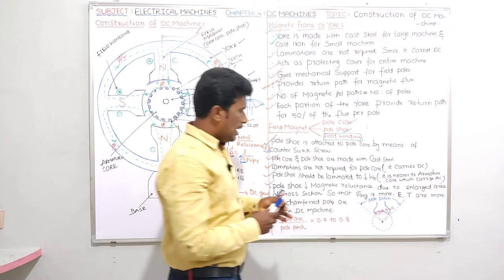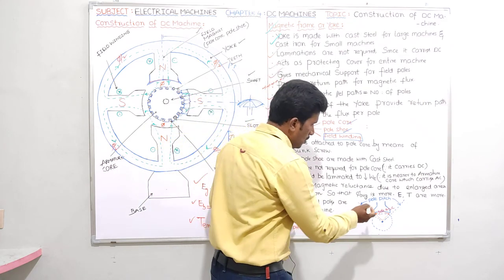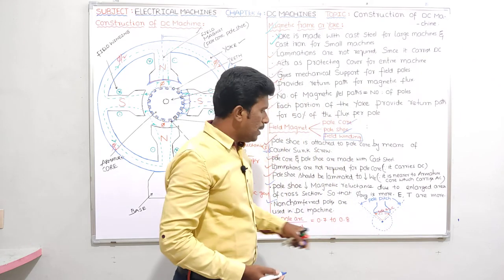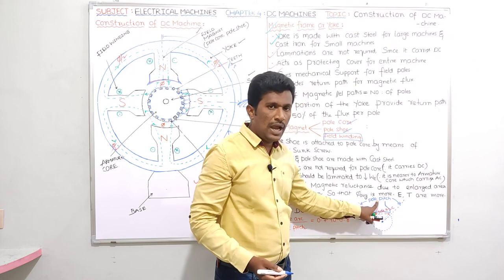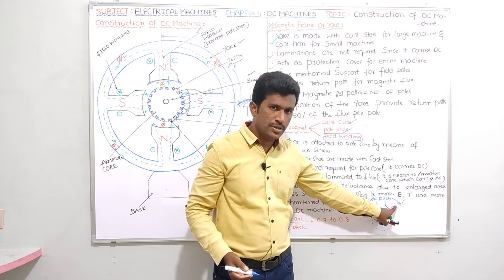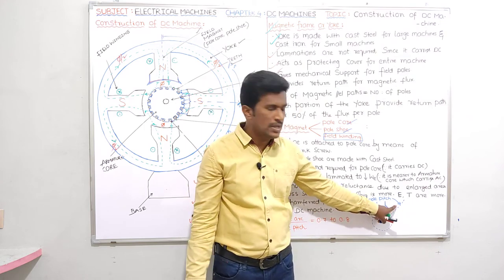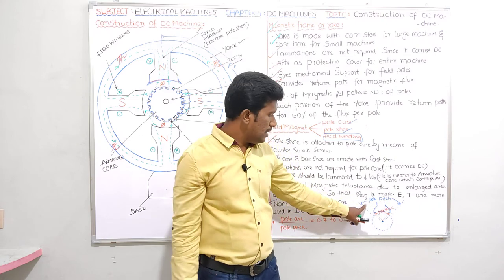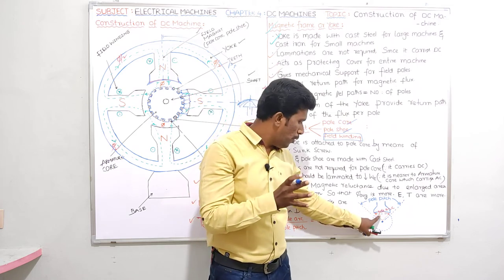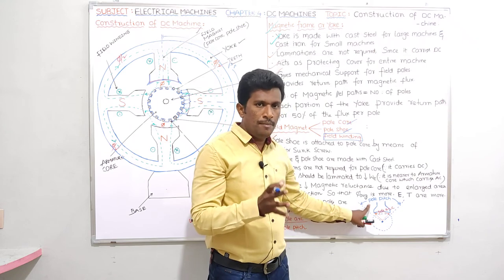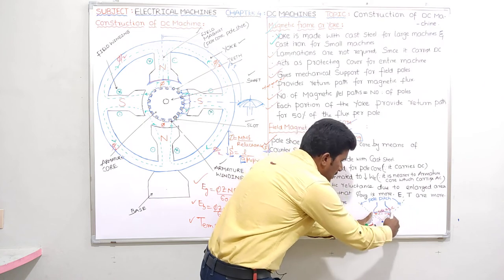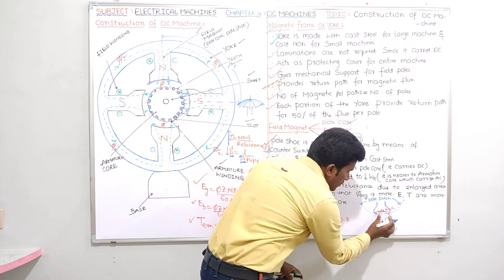Okay, and here I am asking now, pole pitch means generally the angular portion made by the pole at the center, or simply slots per pole. Ideally, the angular portion covered by the pole at the center is called pole pitch. But practically, the pole cannot cover this entire distance. The pole covers only this distance, this portion only.